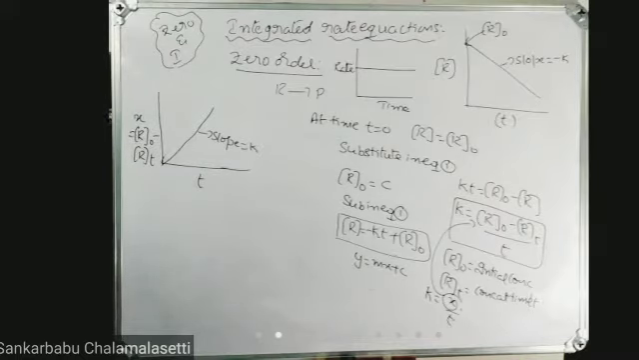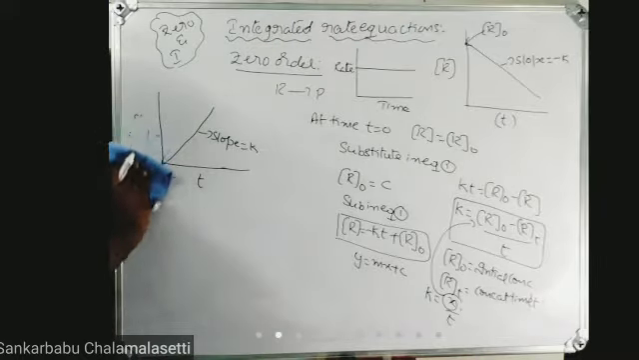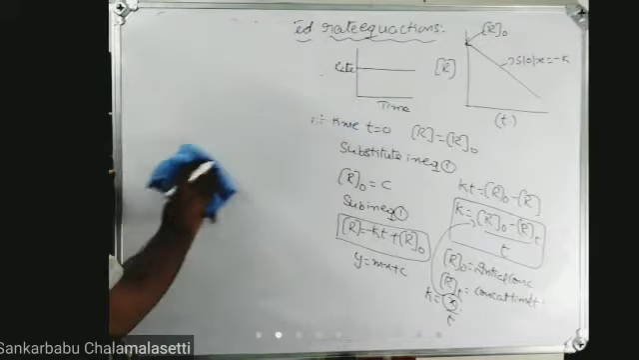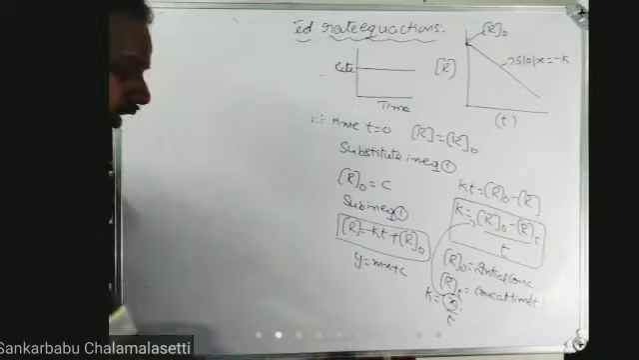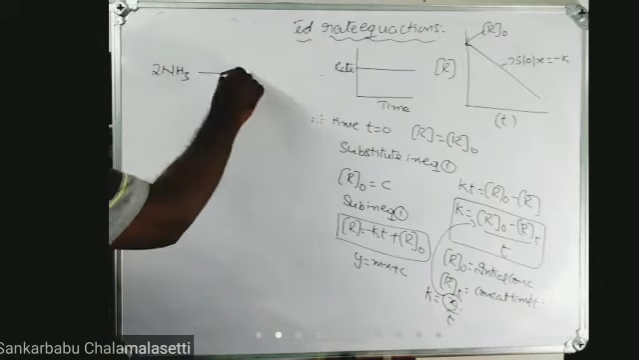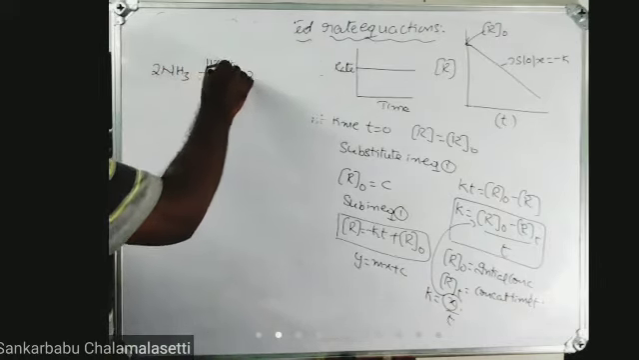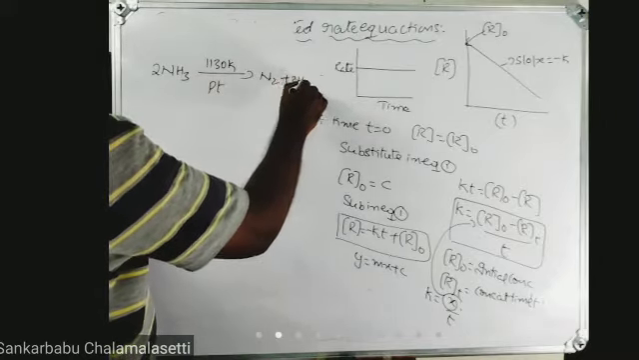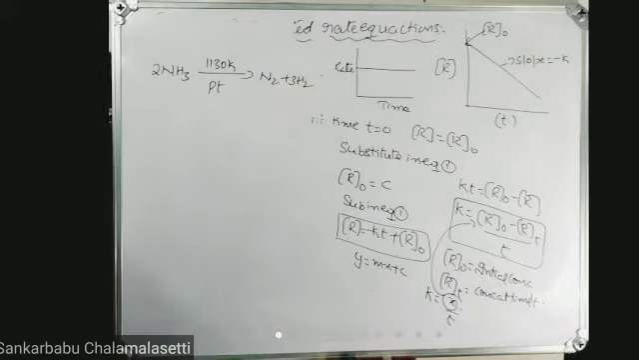And now some examples for this zero order. Already in the previous class we studied these examples. Let us see once again some of the important examples and some other examples regarding zero order. So, decomposition of ammonia at 1130 Kelvin in presence of platinum to give N2 plus H2. It is a zero order reaction. Why is it zero order?